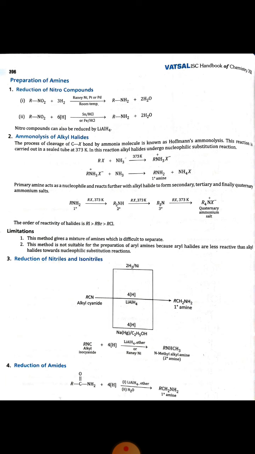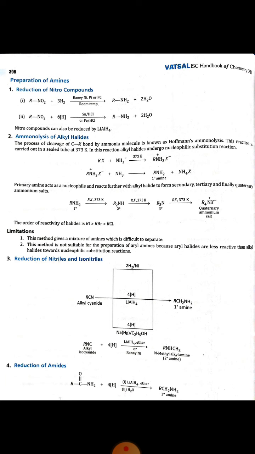Next reaction is ammonolysis of alkyl halides. When an alkyl halide reacts with ammonia at 100 degrees Celsius, or we can say 373 Kelvin, we will have RNH3X as a product.